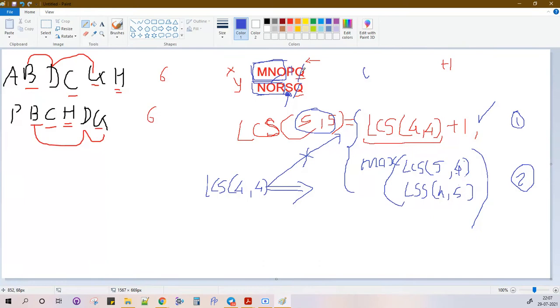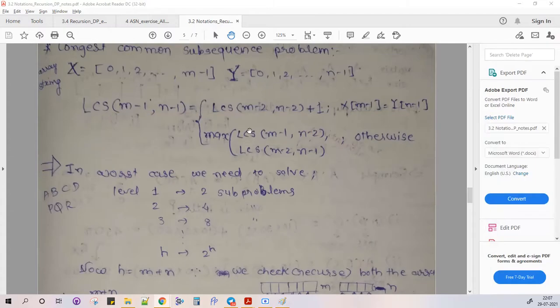If it is not matching, then what we need to do? We need to check the last element of one array in the other, right? So we are taking m minus 1 and checking in n minus 2, right? Why not n minus 1? Because those two are not matching, that's for sure, right? So we are taking m minus 1 elements and checking into the second array of n minus 2 elements.